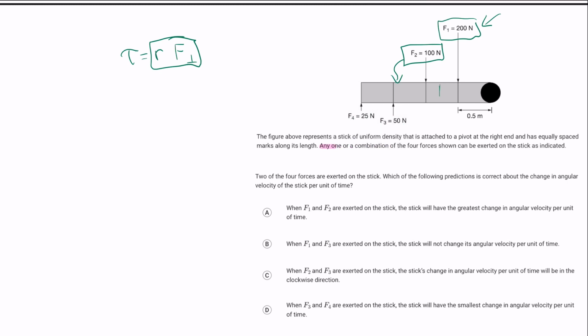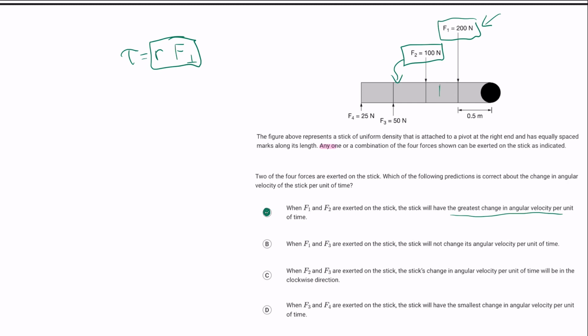F1 and F2 do represent the choice of forces that would generate the most torque on the lever arm, which would in turn have the greatest change of angular velocity per unit of time, because it's going to have the greatest angular acceleration. The amount of torque you have is directly proportional to how much angular acceleration you have. That said, I'm going to go ahead and circle A, but let's take a look at the other choices first.